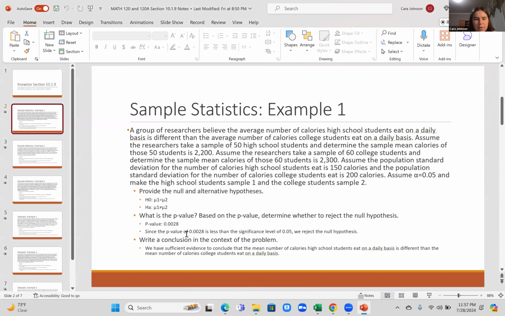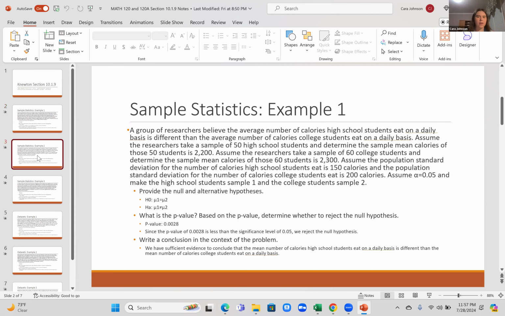So my p-value is definitely less than my significance level of 0.05, so that means I'm going to reject the null hypothesis. If we reject, that means we have sufficient evidence HA is true. So we have sufficient evidence to conclude that the mean number of calories high school students eat on a daily basis is not equal or different than the mean number of calories college students eat on a daily basis. So we have sufficient evidence that HA is true, writing HA basically in sentence form.